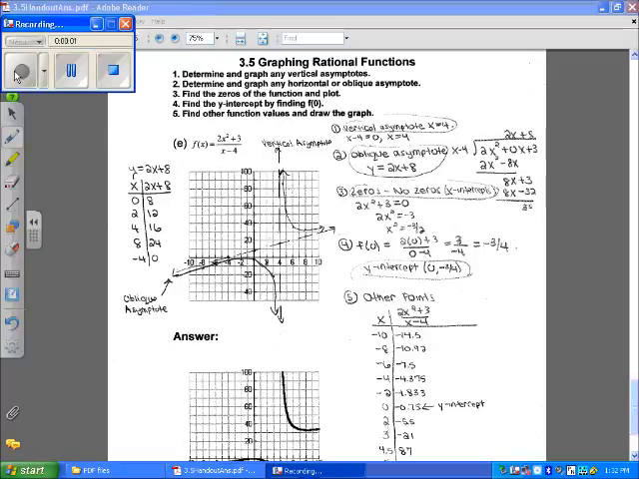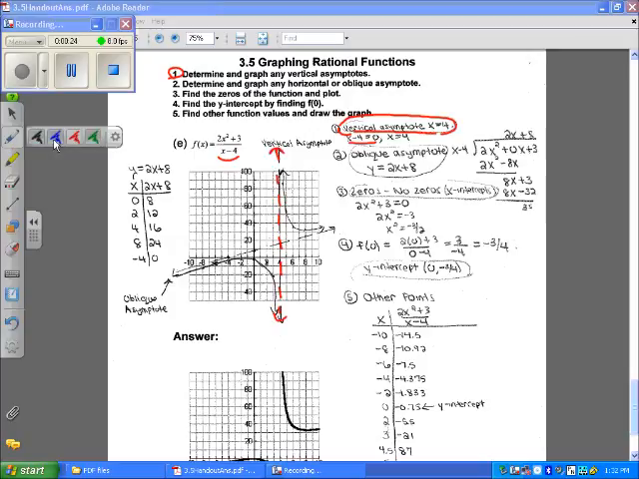Going to look at 3.5, example E. The first thing we're asked to do is to find the vertical asymptote. The way we find the vertical asymptote is we set the denominator equal to 0, which we did right here. And we got the vertical asymptote to be x equals 4. So I'm going to go ahead and plot that here. Okay, that's our first step.